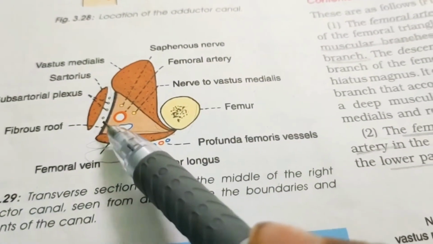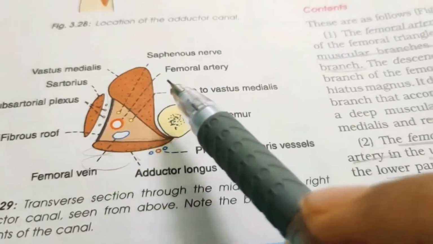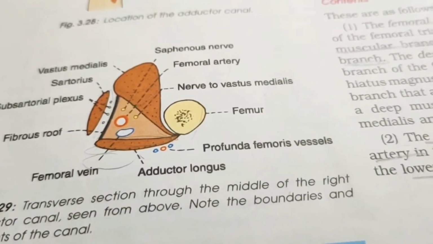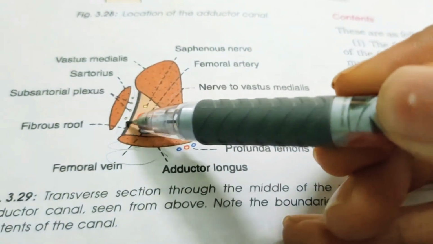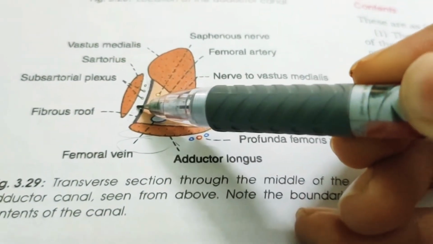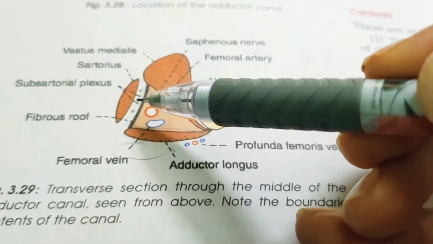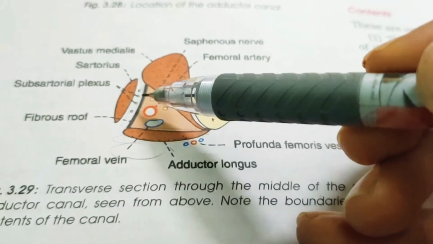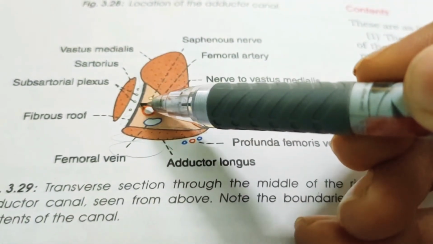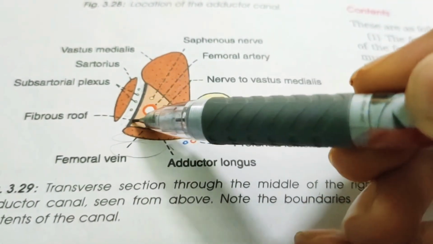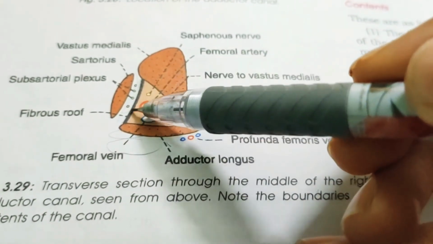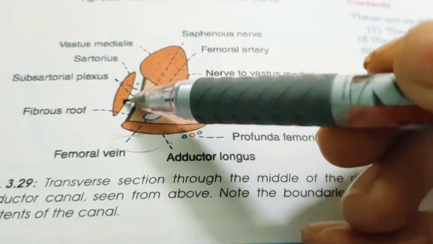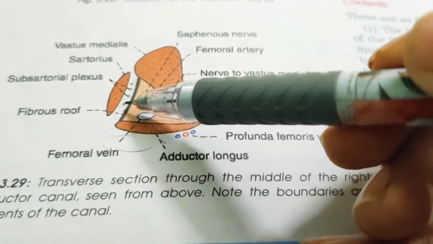Next, coming to the subsartorial plexus of nerves. What are these nerves? Let us find out. These are lying on the fibrous roof of the canal under cover of sartorius. This is called the subsartorial plexus. Okay, this plexus is formed by branches from the medial cutaneous nerve of thigh, saphenous nerve, and anterior division of obturator nerve, and they supply the overlying fascia lata and neighboring skin. So this is called subsartorial because it is below the sartorius muscle, hence it is called the subsartorial plexus.